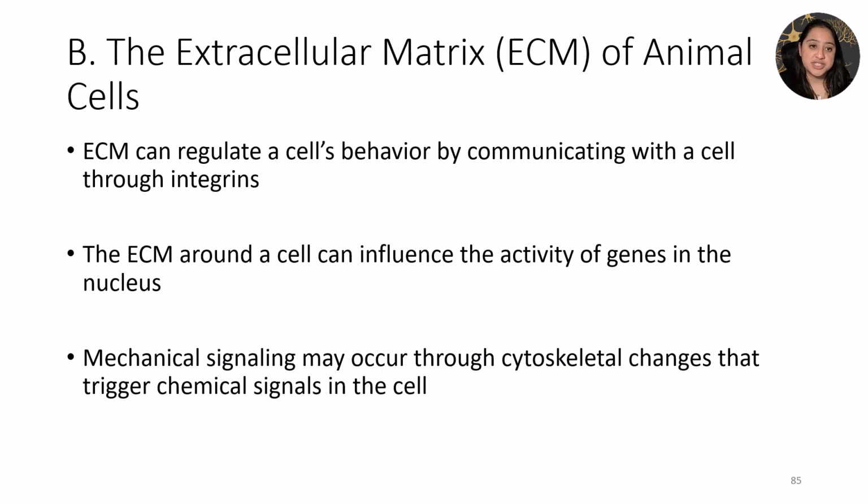And so the extracellular matrix can regulate a cell's behavior by communicating with a cell nearby through proteins called integrins. I think that was also shown on that slide. And so the extracellular matrix around a cell can influence the activity of genes in the nucleus even. So they are important in communicating and regulating actions in a cell. And so mechanical signaling can occur through cytoskeletal changes that trigger chemical signals in the cell.